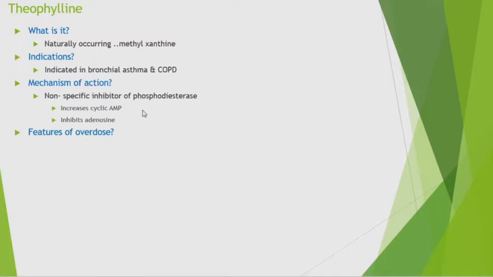It is basically a non-specific inhibitor of phosphodiesterase. Phosphodiesterase actually breaks down, metabolizes cyclic AMP. So when you block the phosphodiesterase, cyclic AMP level increases. It also inhibits adenosine. Yes, sir. It can increase cyclic AMP.